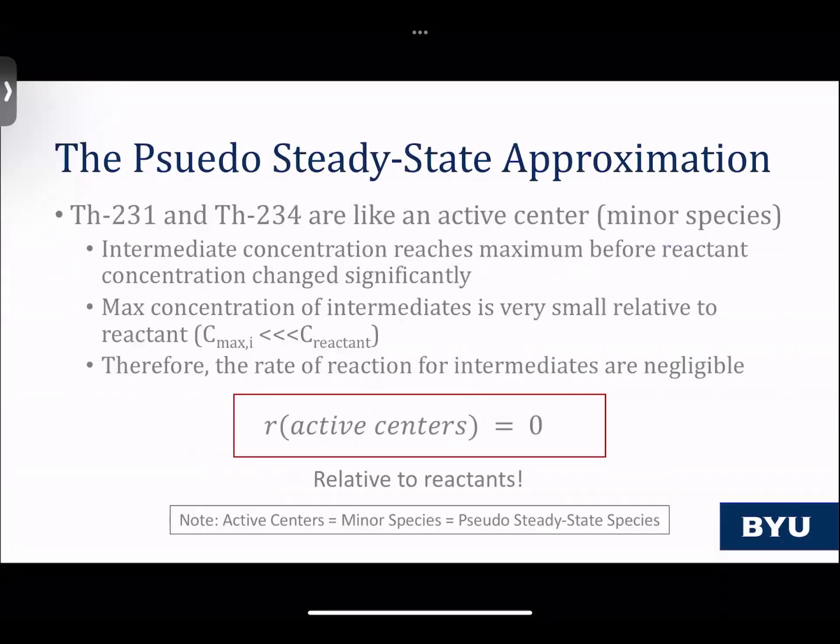So the pseudo steady state approximation is saying just what I explained, that the max concentration of our intermediates is going to be very much smaller than our reactants. And because that concentration is much smaller than our reactants, we can basically say for these intermediate active centers or minor species or pseudo steady state species, all the same thing, we can say that the reaction rate for that is going to be approximately 0 relative to the reaction rates that involve the main reactants, the more stable major reactants. So it has to be an intermediate though, right? It has to be an intermediate, and the concentration has to be very, very small for us to make this assumption.